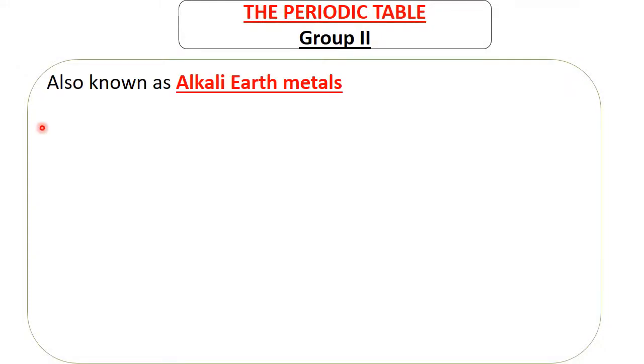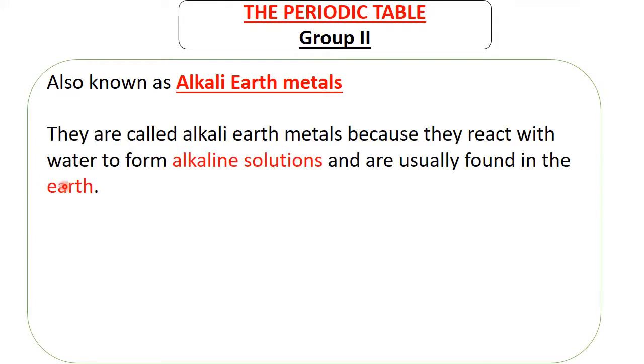So the group 2 elements are also known as alkaline earth metals. They are called alkaline earth metals because they react with water to form alkaline solutions and are usually found in the earth. So the name is made of 2 parts, alkali and earth. Alkali is because they react with water to form solutions which are called alkaline solutions. Then the word earth is because they are found in the earth.